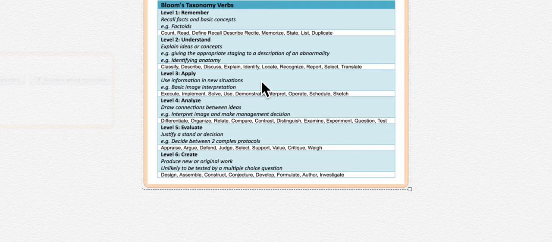Applying is using information in new situations, and the majority of our image interpretive questions will fall into level 3. Level 4, or analyze, is drawing connections between ideas. So we've taken this to mean something like you interpret the image and then you have to make a management decision based on it. Level 5, or evaluate, is a few questions, and this might be something like there are complex MR protocols perhaps, which somebody has to distinguish between them for the assessment of a particular patient scenario. And then level 6, which is create, is probably not going to be tested in a multiple choice scenario.